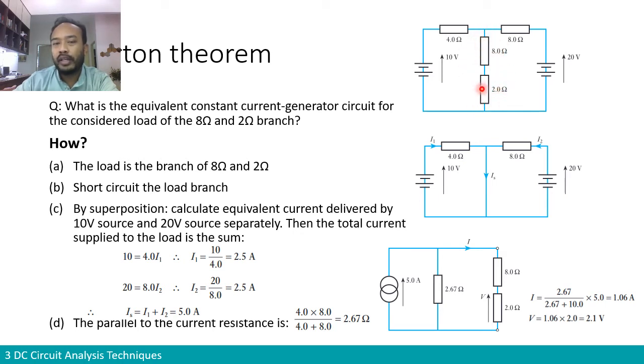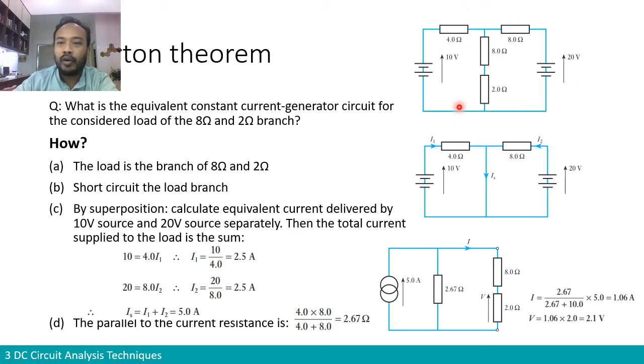So we want to know here, for example, the voltage across this branch and the current that goes through this branch. In order to find the current that goes through this branch, consider all the other components outside of the branch: outside of the branch you have this 4 ohm and 10 volts, and this 8 ohm and 20 volts.